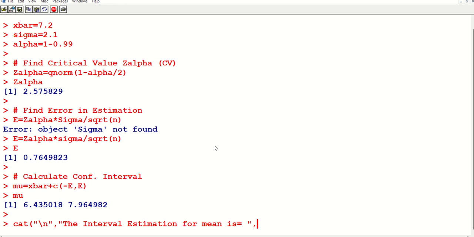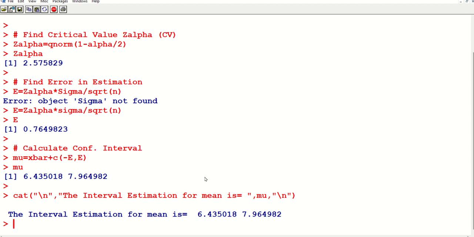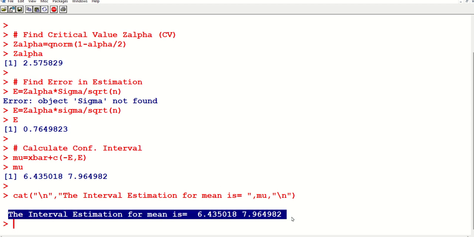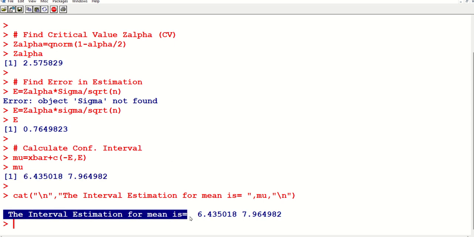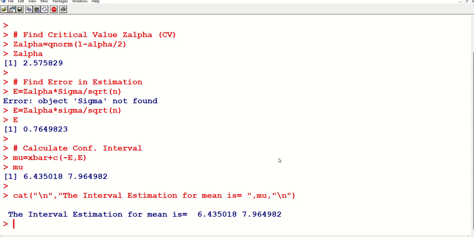Now what value do we want to display here? We want to display this value mu. So if we want to display mu, type mu here. Clear? And if you want, you can type the new line again, close the inverted commas and press shift. Now you will see the answer is displaying properly: the interval estimation for mean is this. Here you can tell only the value of mu, but here it is displaying correctly that the value of mean is this one.